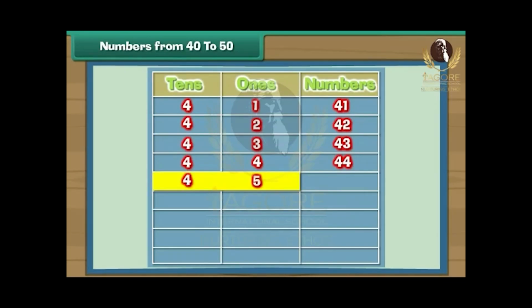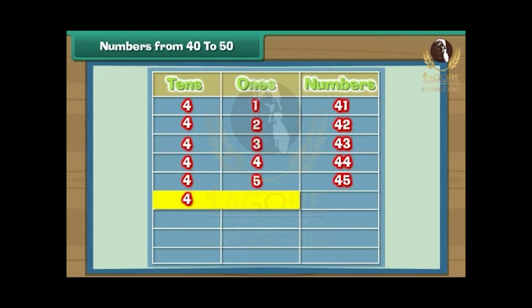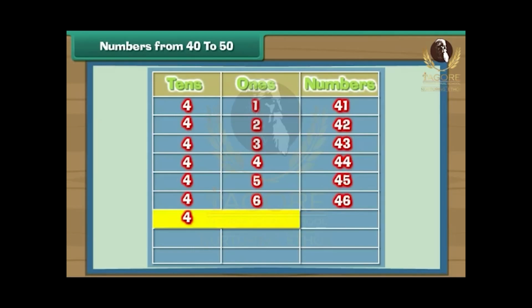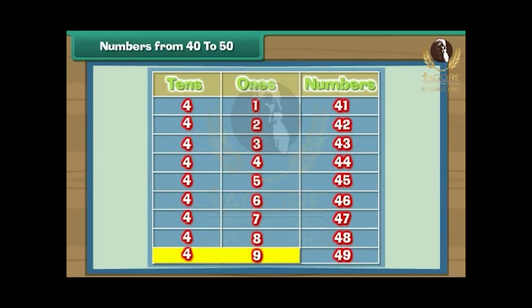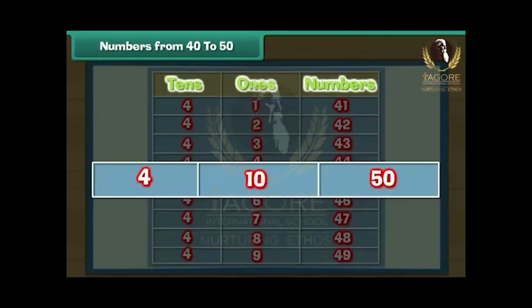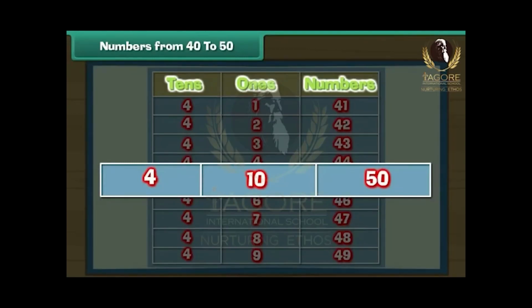4 tens and 5 is 45. 4 tens and 6 is 46. 4 tens and 7 is 47. 4 tens and 8 is 48. 4 tens and 9 is 49. 4 tens and 10 give 5 tens, that is 50.